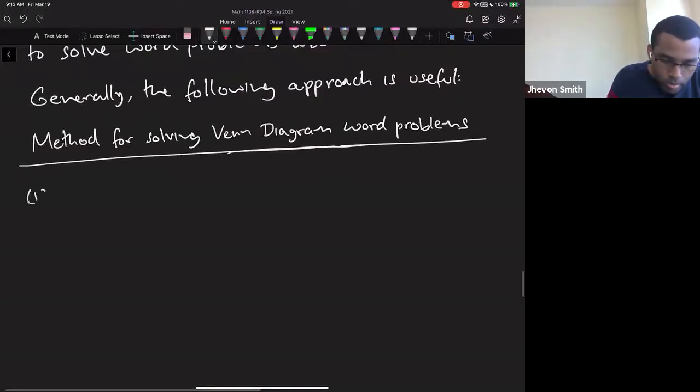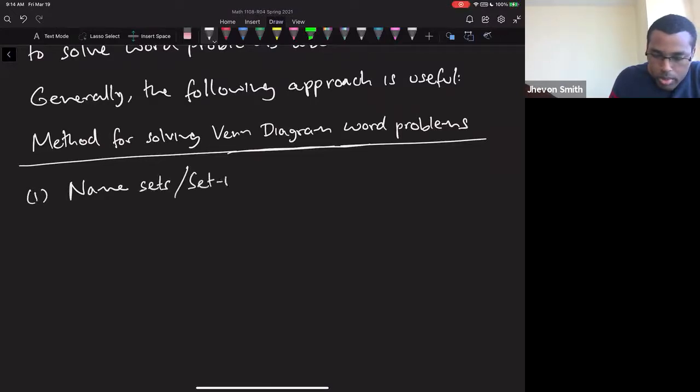So one is to name sets: set up sets to measure groups.